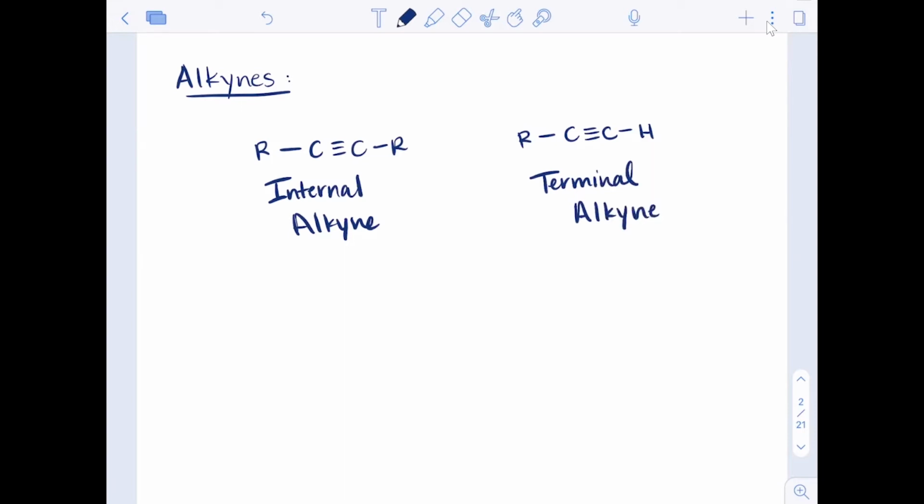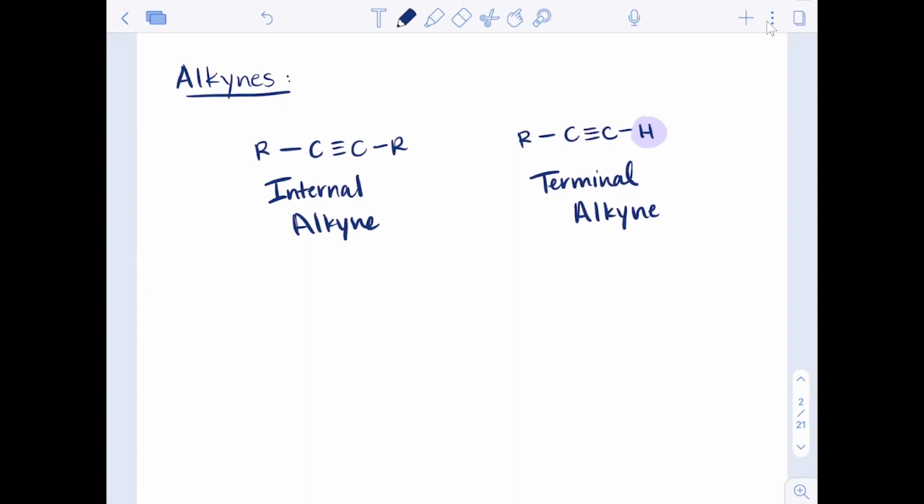We use terminal and internal discourse also with understanding double bonds and functional groups and things like that. But it's really important to know it here because what we're going to see in just a little bit is the acidity of terminal alkynes. And the only time we have that acidic factor in the alkynes is when that triple bond is at the end of a chain, when there's actually a hydrogen on one of those groups rather than two carbon groups. So just a couple of refreshers.